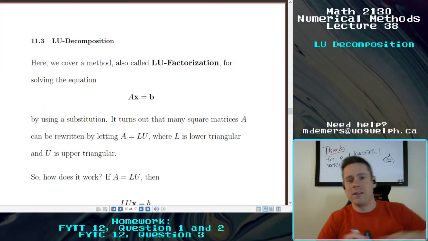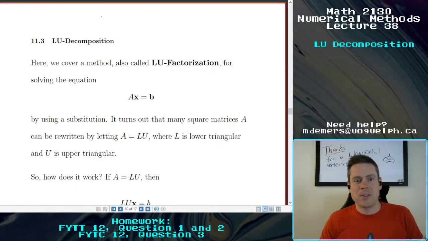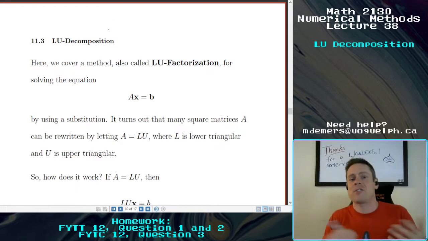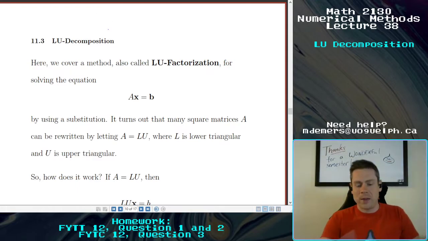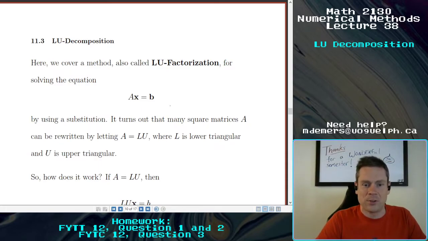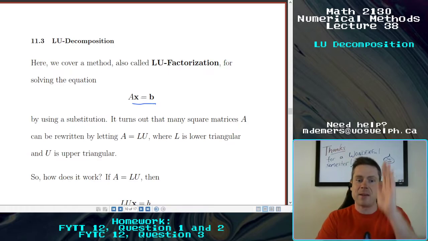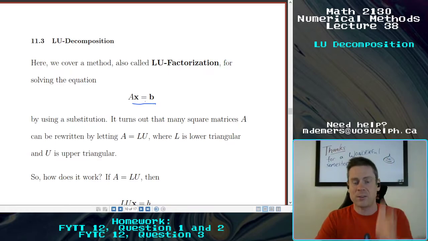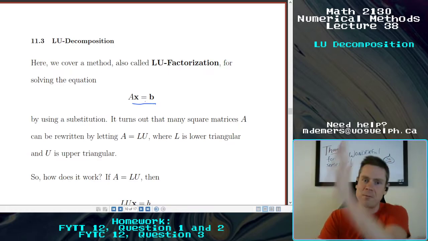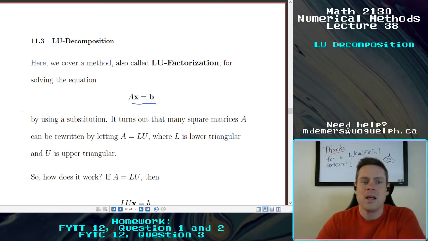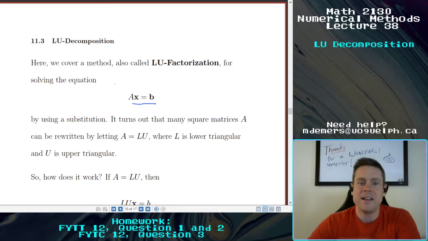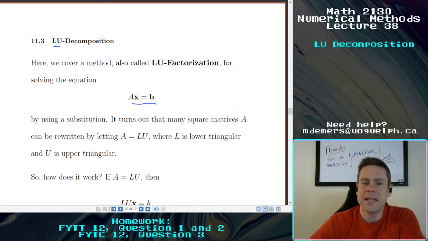All right, so we're going to be covering this method, LU decomposition or factorization. Either way, it's a way of solving the same sorts of equations that we were solving in that last lecture: a matrix A times some vector of variables x that we're trying to solve for equals some vector of constants b. And we're going to do this by using a substitution. Here's the idea. It's called LU because we're going to be letting A equal LU.